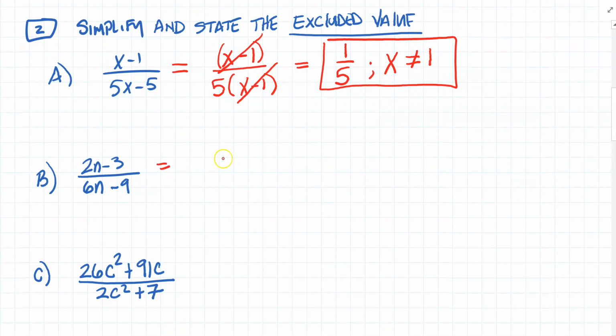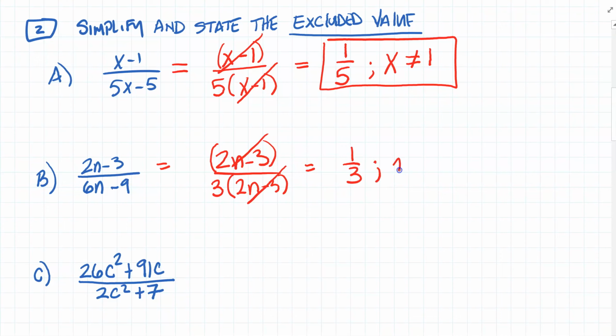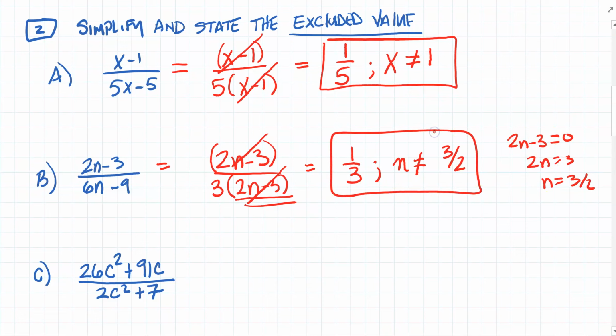Let's try B. Again, factor everything, so 2n minus 3. In the denominator, let's factor out a 3, and that would leave me with a 2n minus 3. And again, you can see this entire term makes a factor of 1 with this entire term. So I'm left with 1/3, and provided we say that n is not equal to a positive 3/2. So where did I get that? I just simply took this part right here, 2n minus 3, set it equal to 0. 2n is 3, n is 3/2, so that's the one thing that n is not allowed to be.